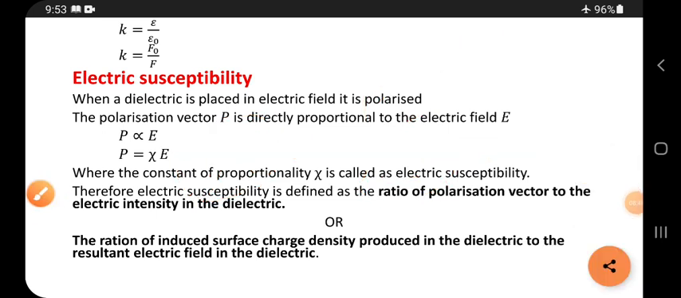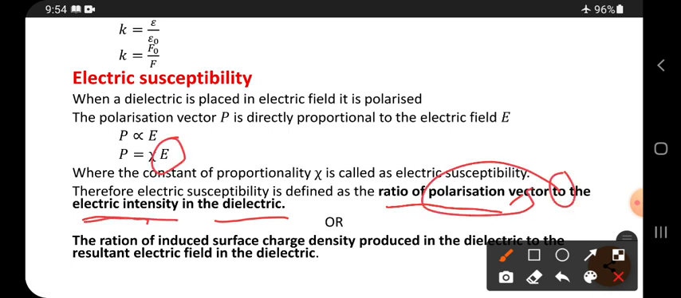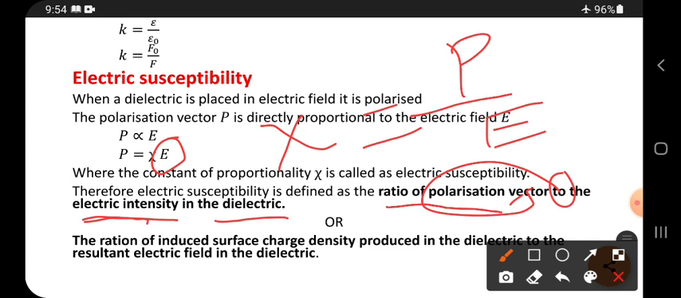Now see the actual definition. The ratio of the polarization vector to the electric intensity in the dielectric is called electric susceptibility. Here, the ratio of the polarization vector to the electric intensity E, so chi is equal to P by E.